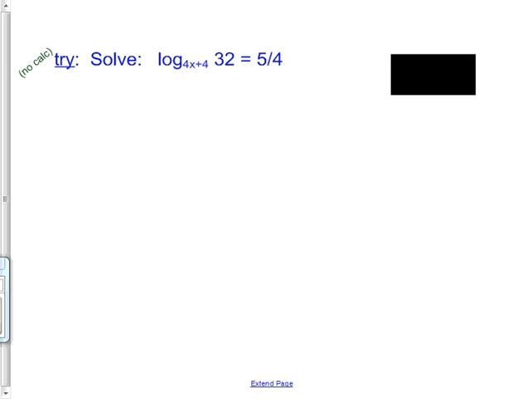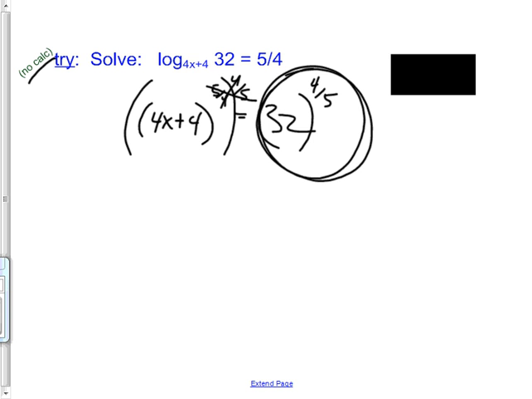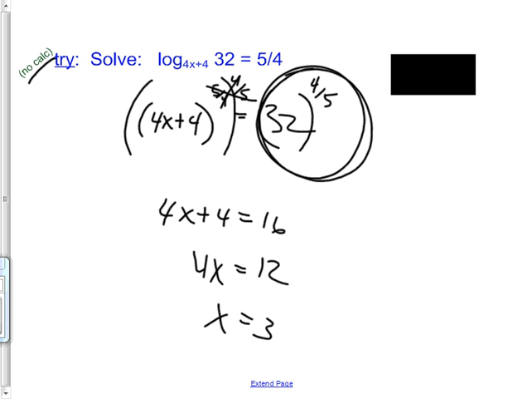Moving on. This one. Log base 4x plus 4 of 32. Well, anyway, I'd rewrite it like this. 4x plus 4 to the 5/4 equals 32. Says no calc. That means I better be able to do power of 4/5 in my head on this one. 4/5. Oh yeah, the 5th root of 32. That's not that bad. The 5th root of 32 here gives me 2, and 2 to the 4th is 16. So 4x plus 4 equals 16. Subtract 4, 4x equals 12. Divide by 4, x equals 3. Raise your hand if you got the same thing as I did. Okay, awesome. Let's see if we're right. Yay, x equals 3. Okay.